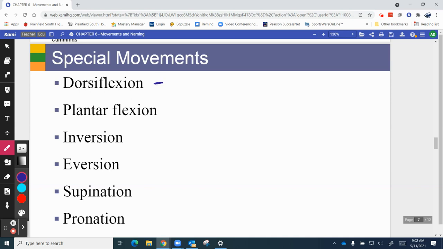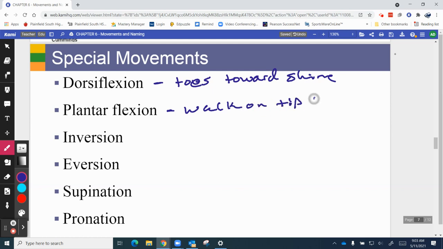Dorsiflexion, this happens in the foot. So dorsiflexion is pulling your toes up towards your shin. That would be the movement that you would do if you wanted to walk on your heels. All right, that would be dorsiflexion. All right. Plantar flexion would be like if you were to walk on your tiptoes. All right, so that's like pressing on the gas pedal of a car. That's plantar flexion.